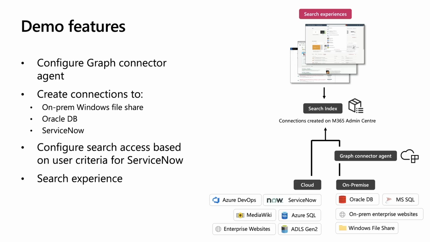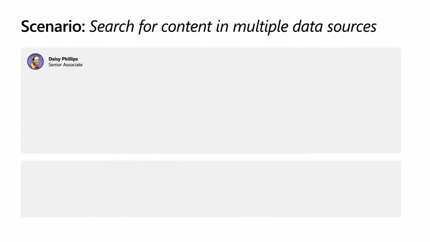To go through the scenario, I will assume the role of Daisy Phillips, who's a senior associate at a private equity firm by the name Contoso Inc., and works on a team that advises Contoso Inc. on potential mergers and acquisitions. So let's start. After having built a portfolio of companies that my firm can consider acquiring, I want to research more on a company, Fabricam specifically.